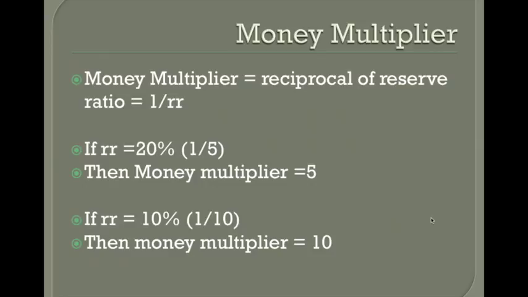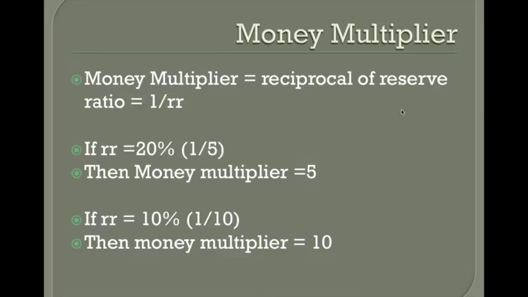Our formula for the money multiplier is the reciprocal of the reserve ratio, so it's 1 divided by the reserve ratio. For example, if the reserve ratio is 20%, which is 1/5, then remember when you're dividing by a fraction, you just flip it to multiply. The reciprocal of 1/5 tells us the money multiplier is 5. If the reserve ratio is 10%, 1/10, the money multiplier is 10. If the reserve ratio is 5%, which is 1/20, the money multiplier is 20. It's pretty simple math.